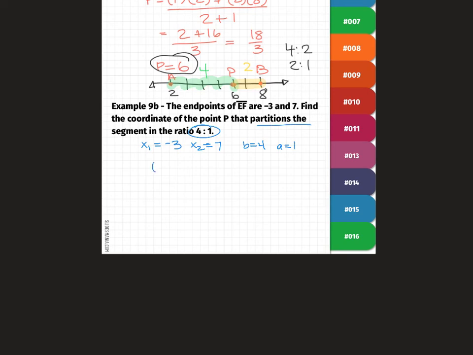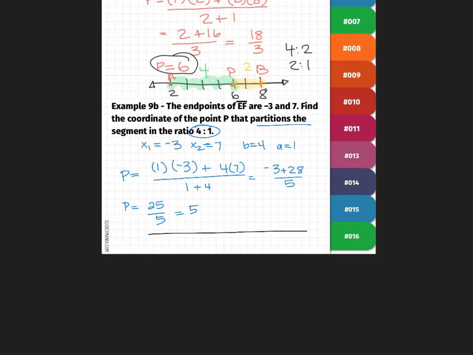So I'm going to do P equals 1 times -3 plus 4 times 7 over 1 plus 4. So that's -3 plus 28 over 5. So -3 plus 28 is 25 over 5, which is equal to 5. So my partition would be at 5, and we hope that that's a ratio of 4 to 1.